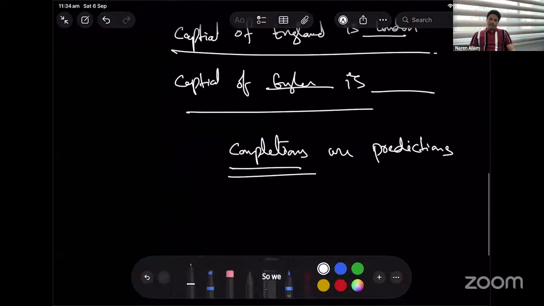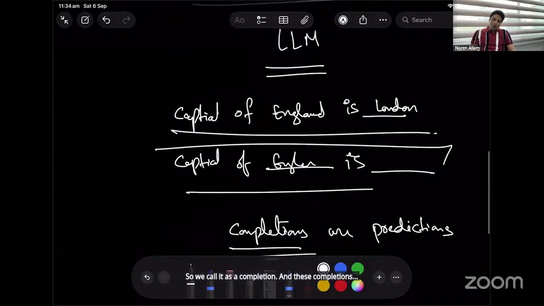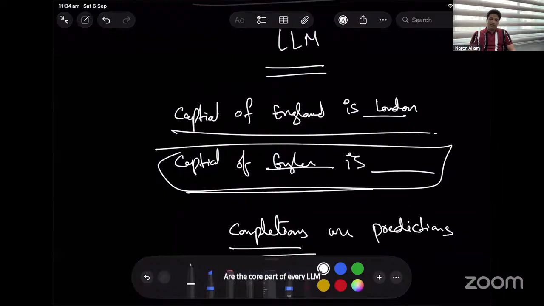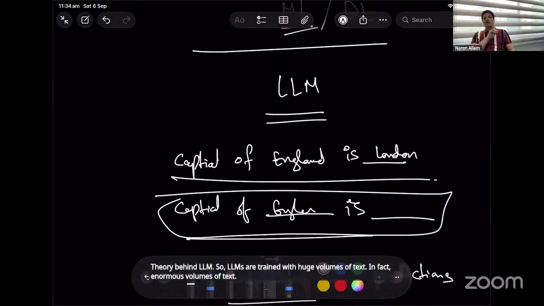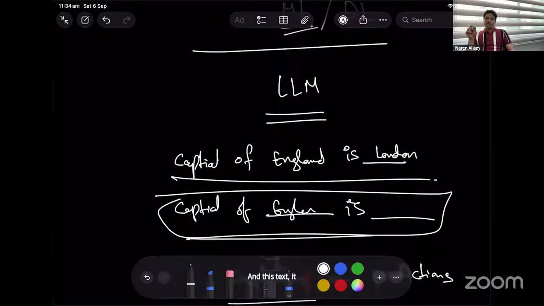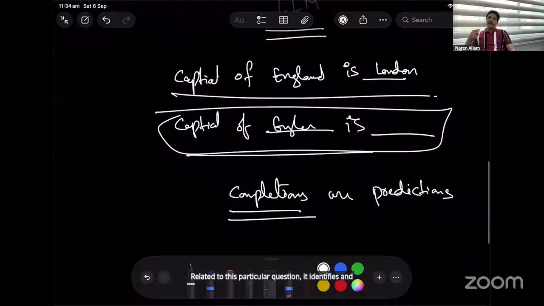So we call it a completion, and these completions are the core part of every LLM. This is the simple theory behind LLMs. LLMs are trained with huge volumes of text, in fact, enormous volumes of text, and this text can complete by itself. That is basically how it predicts. When you ask a question, it identifies the most relevant information related to that question, fetches it, and generates a response.